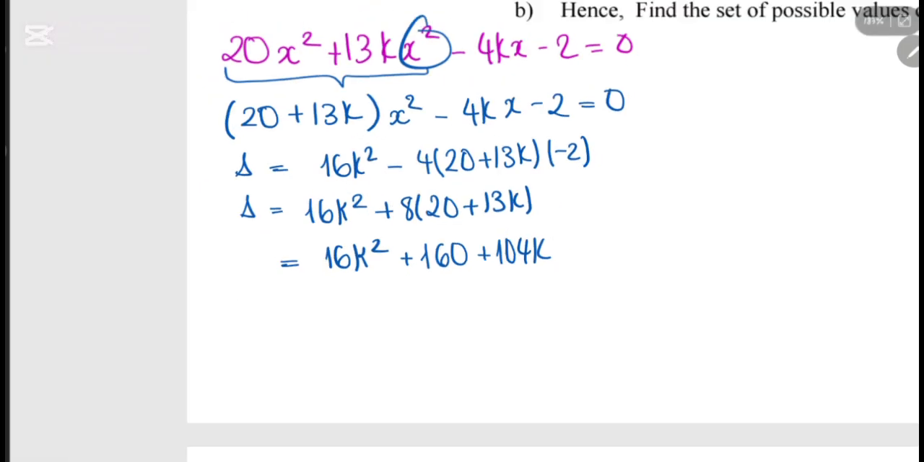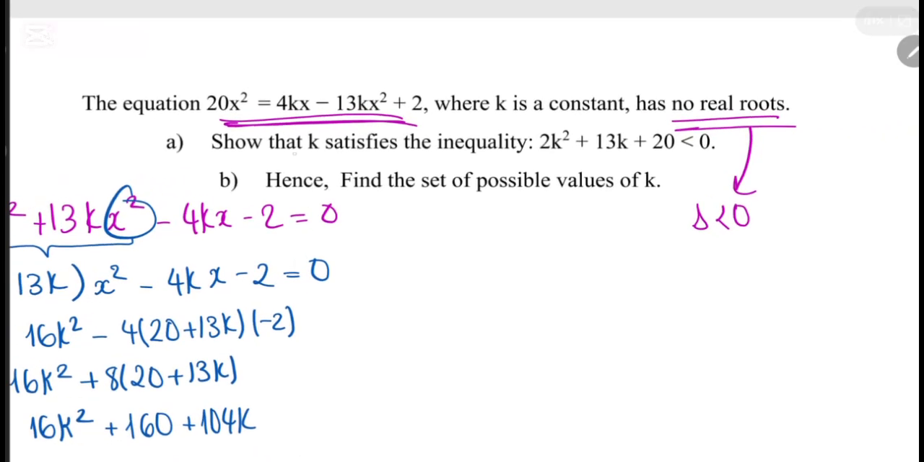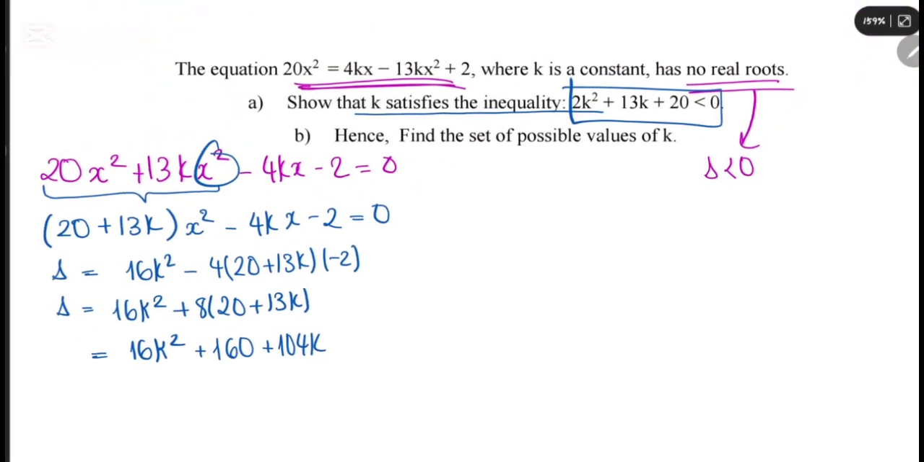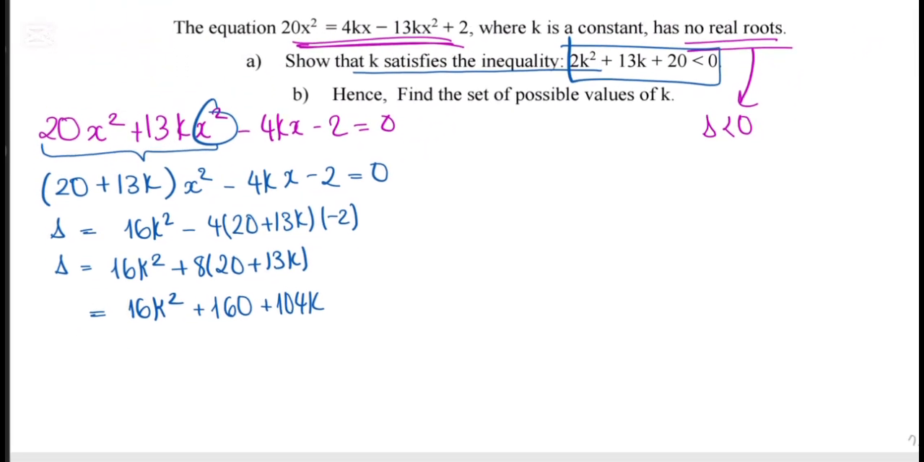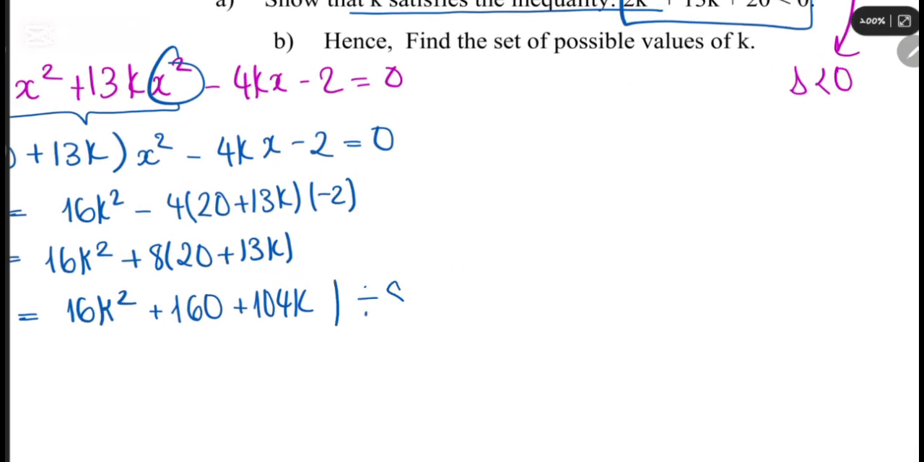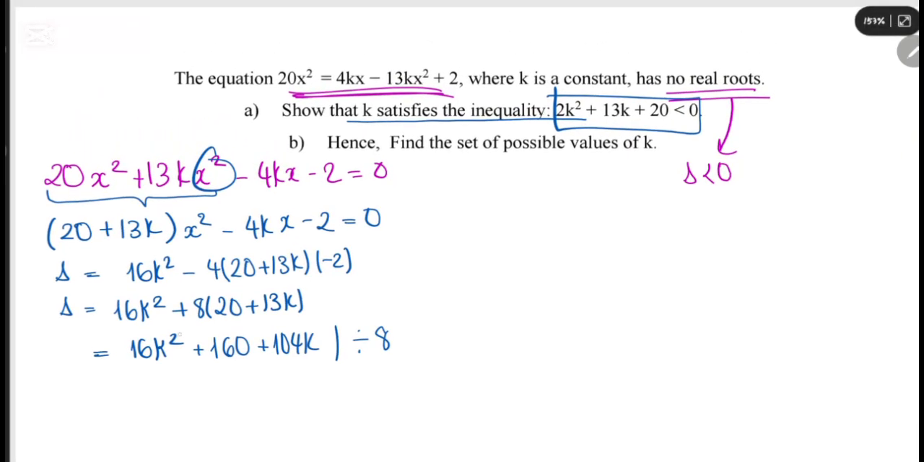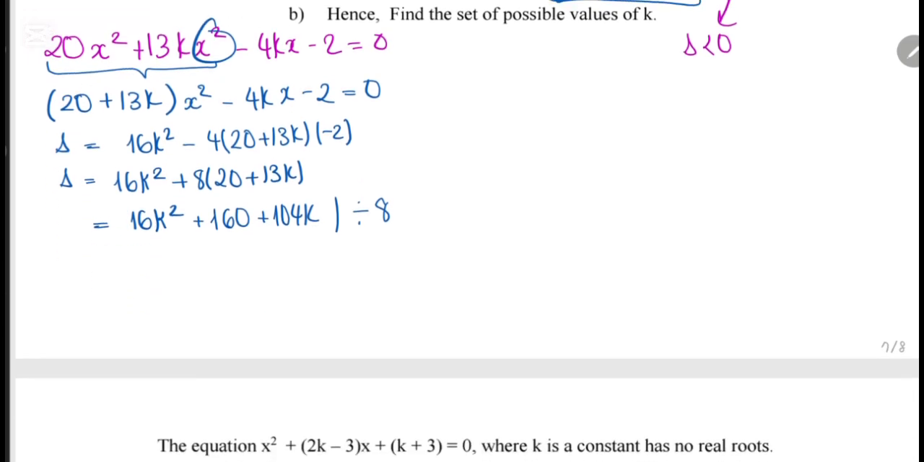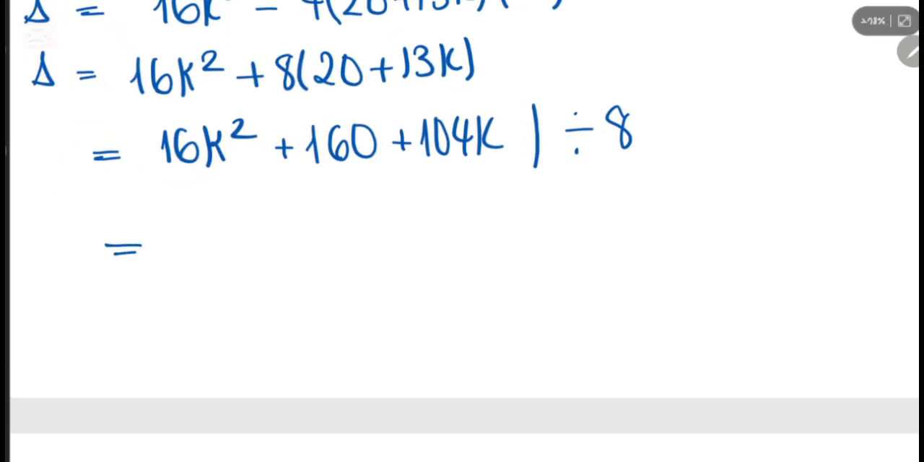Okay, now you've got this. It says, show that k satisfies that inequality. So that hints to us that we had to make this into this. What we can do is divide this whole thing by 8, because you want 2 in front of the k squared. Now you have 16, so the only way you get 2 is to divide everything by 8. So let's hope we've got it right and everything simplifies nicely.